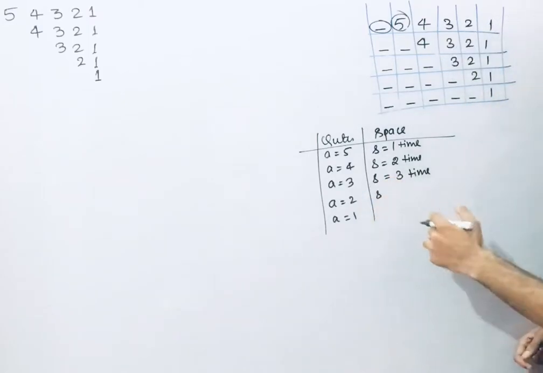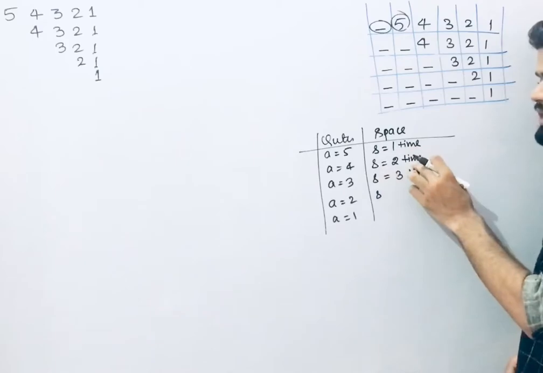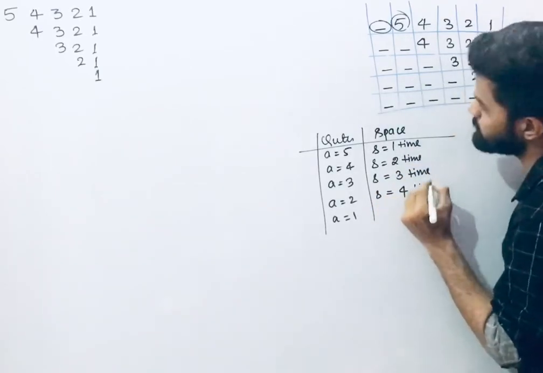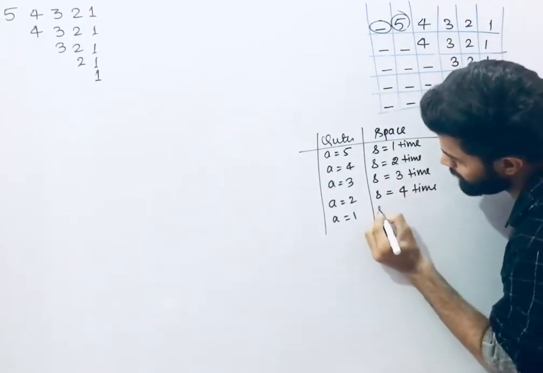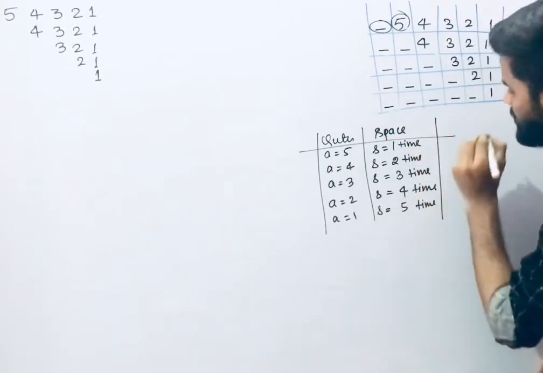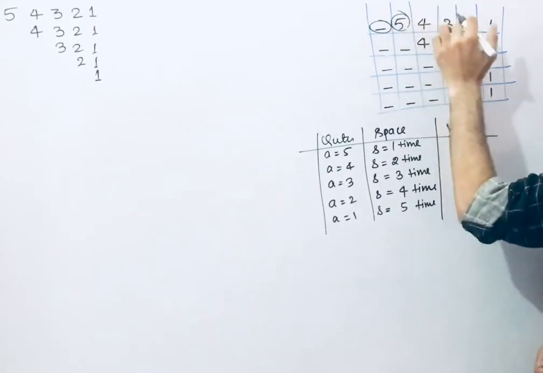Always, s means we are talking about space. So first time it prints 1 space, then 2 spaces, 3 spaces, and then 4 spaces, because 1, 2, 3, 4, and in the last 1, 2, 3, 4, 5. So we need to print 5 spaces, and then we need to print values like 5, 4, 3, 2, 1.